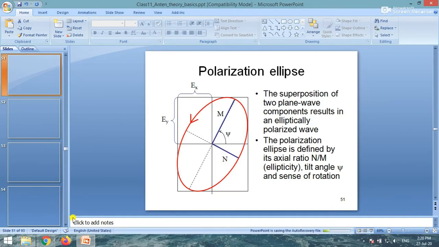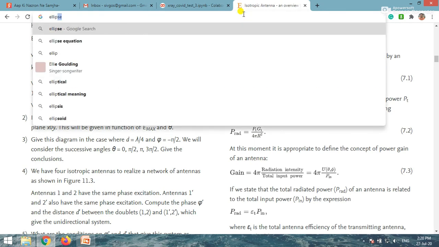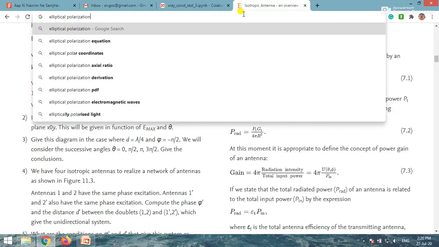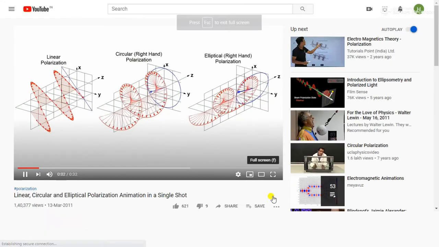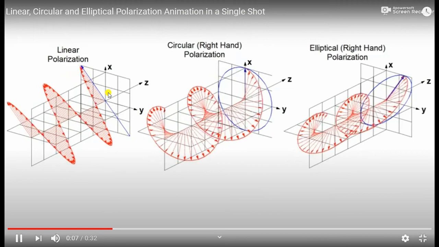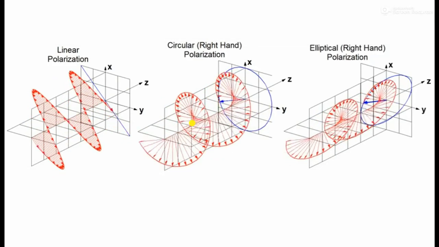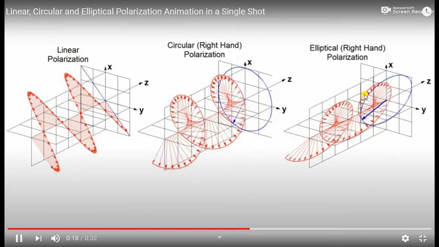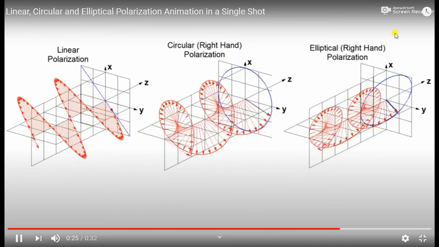There is a very good animation. Let me find it. You can see here this is a linear polarization, and in this case only the E field is shown, the H field is not shown. If it is a linear polarization, it is not changing. If it is a circular polarization, the direction of the E field is changing like a circle with time. And if it is an elliptical polarization, it is changing like this. It is right-handed if the circle is moving in the right-hand direction, or if it is left-handed, then it will be moving in the opposite direction.